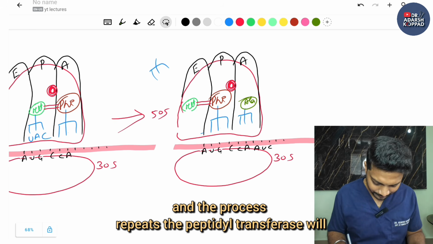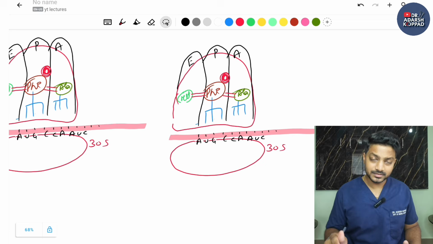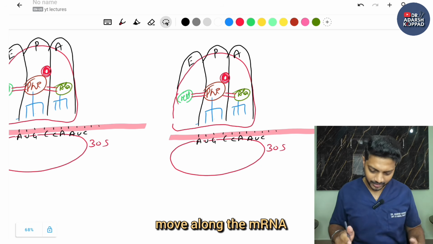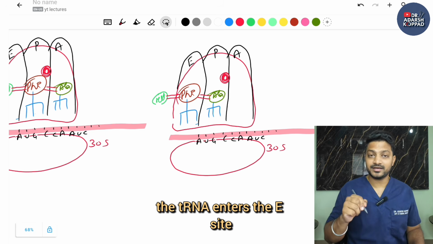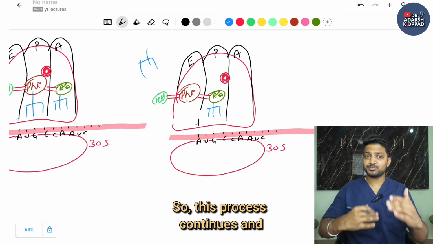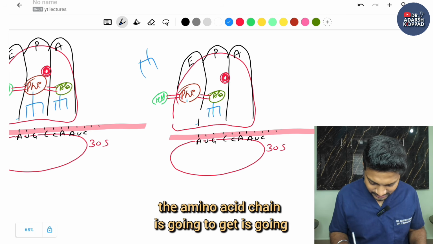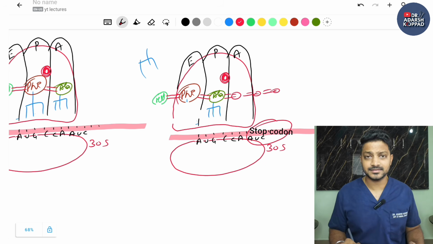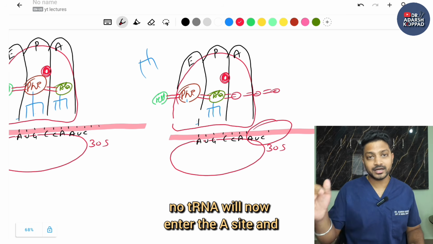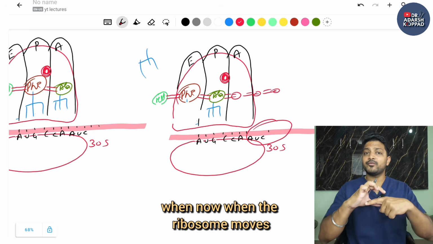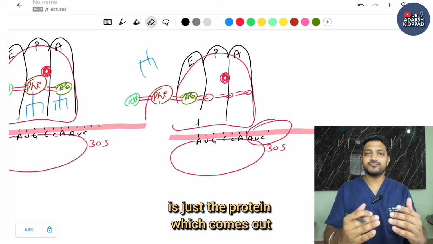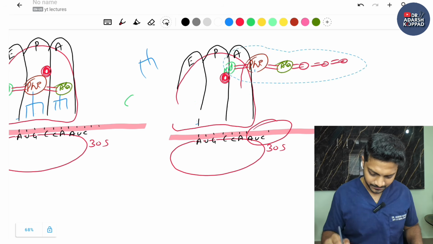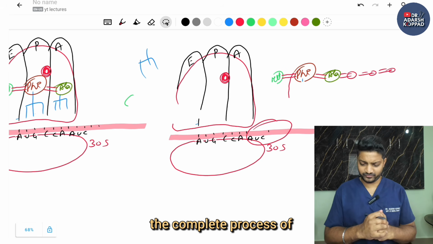And the process repeats. The peptidyl transferase will create another bond. The same process happens. The ribosomal RNA will again move along the mRNA. And again, when the tRNA enters the E site, it's going to exit. So this process continues, and the amino acid chain is gonna keep on elongating until a stop codon comes in the A site. When the stop codon comes, no tRNA will enter the A site, and when the ribosome moves, it's just the protein which comes out. The translation process is completed and the protein is now ready. So this is the complete process of protein synthesis.